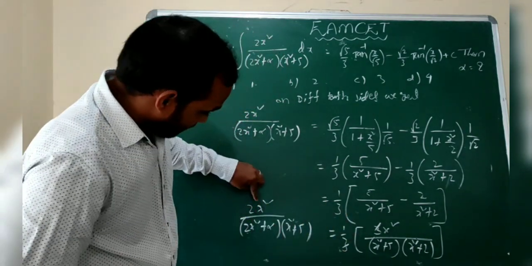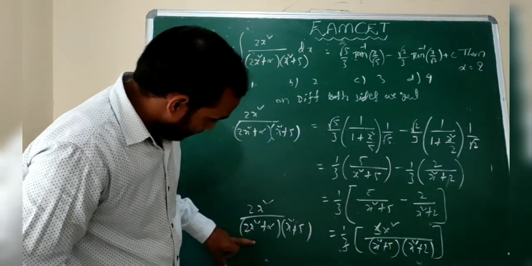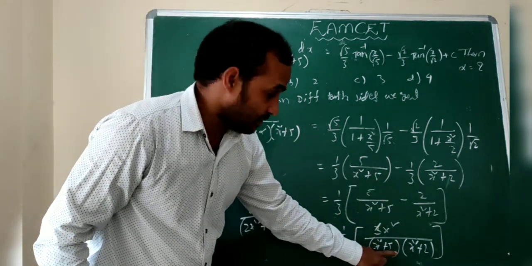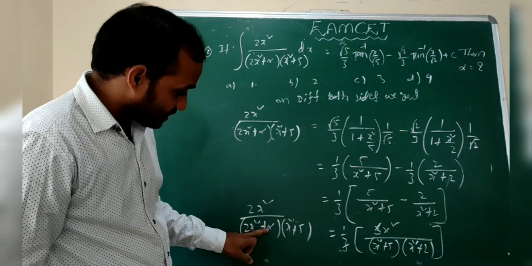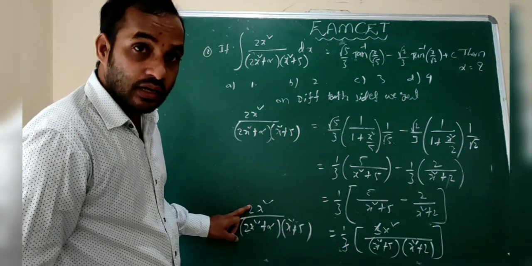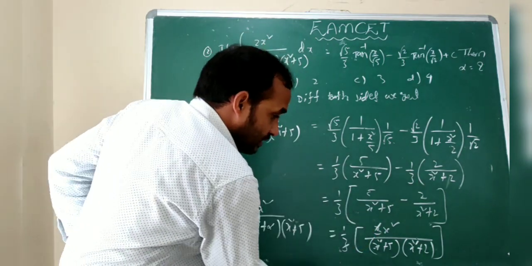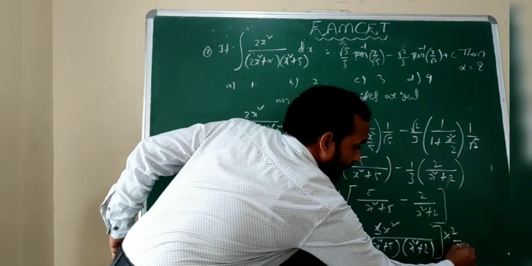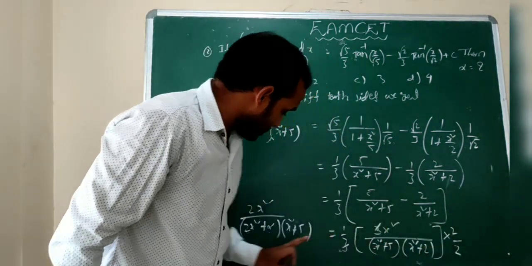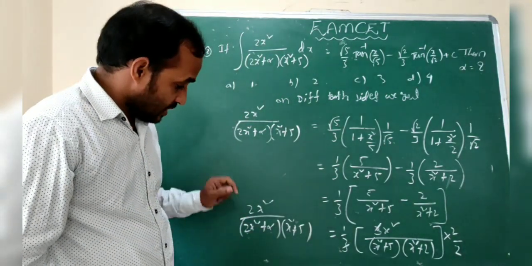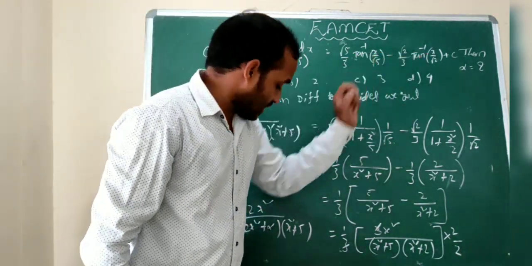Here in the comparison, x square plus 5 is as it is, x square plus 5, and here is 2x square plus alpha, numerator is 2x square. So here it is multiplied by 2 and divided by 2, that means into 2 by 2. Here 2x square, numerator is the same.